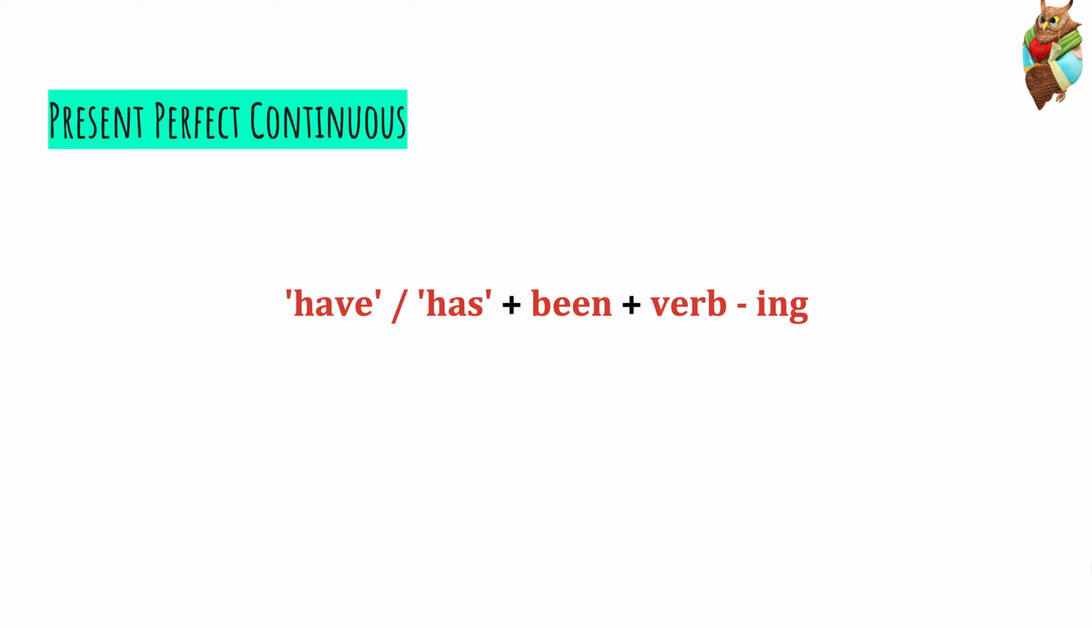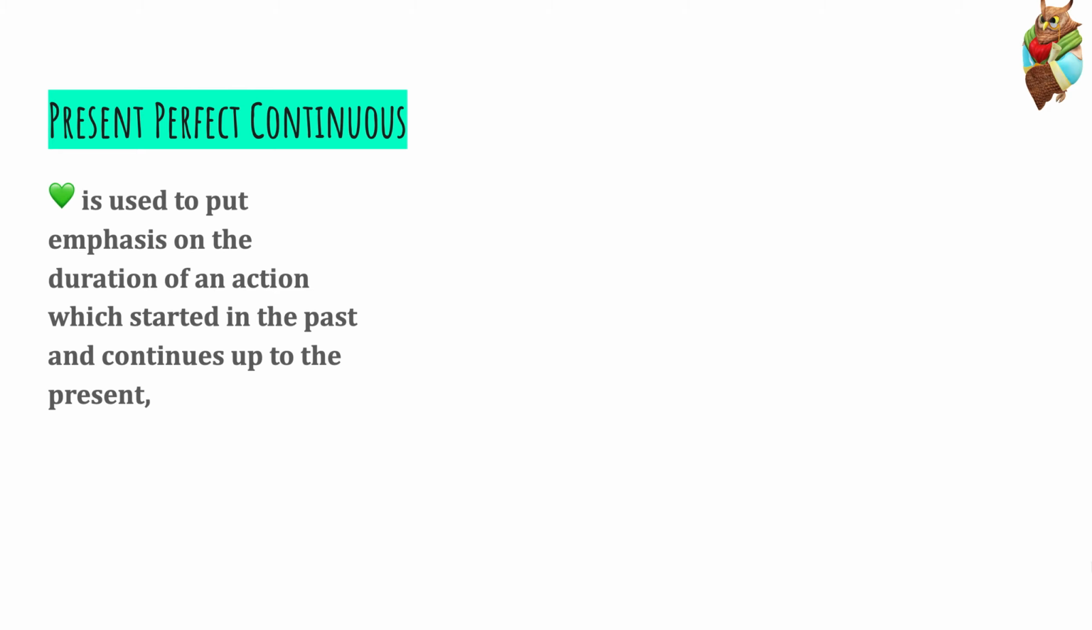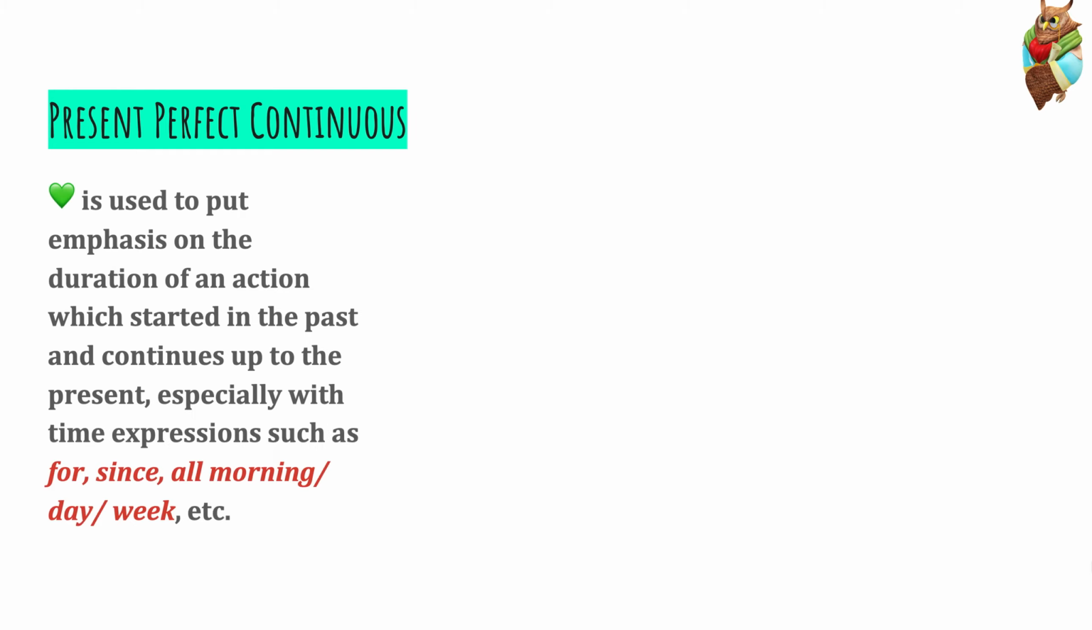Now we can talk about present perfect continuous. You remember how to form it: have/has plus been plus verb with an -ing ending. So, present perfect continuous is used to put emphasis on the duration of an action which started in the past and continues up to the present, especially with time expressions such as for, since, all morning, day, week, etc.